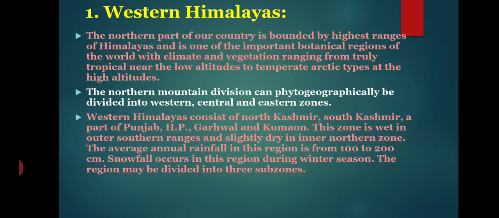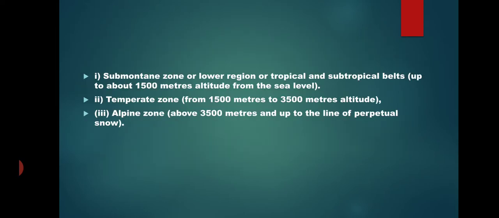The region may be divided into, as I already mentioned, 3 zones: submontane, temperate and alpine. The submontane zone, or lower region, with tropical and subtropical belts, is up to 1500 meters altitude above sea level. Then the temperate zone is from 1500 meters to 3500 meters altitude, and the alpine zone is above 3000 meters and up to the line of perpetual snow, the topmost part of the Himalayan ranges.